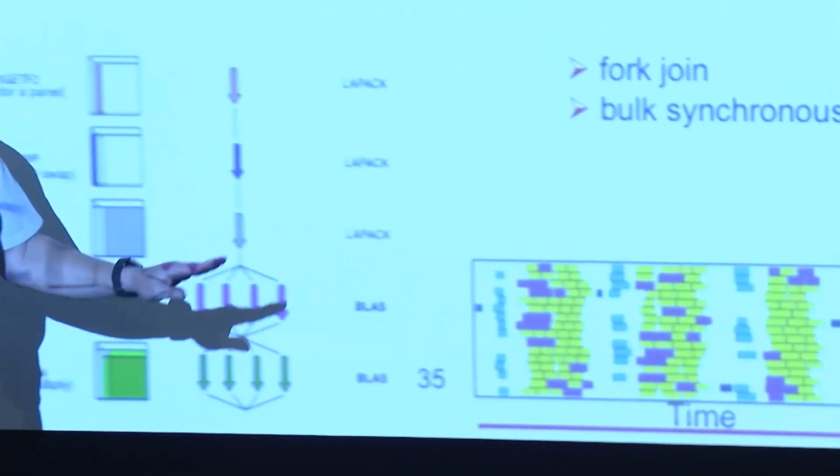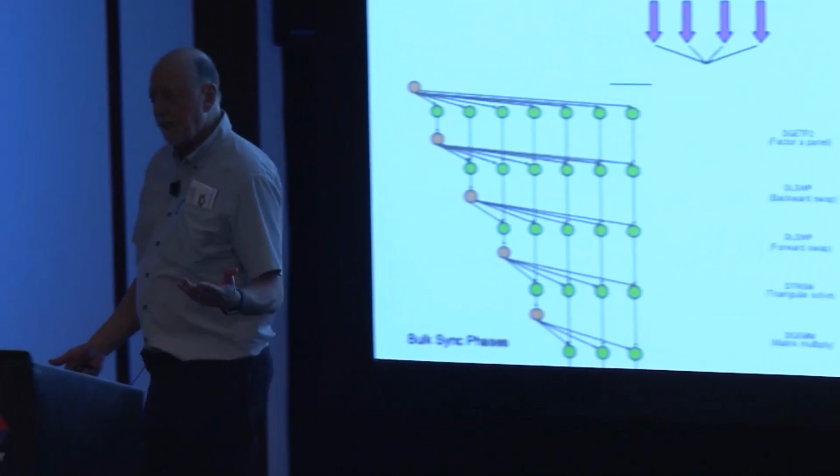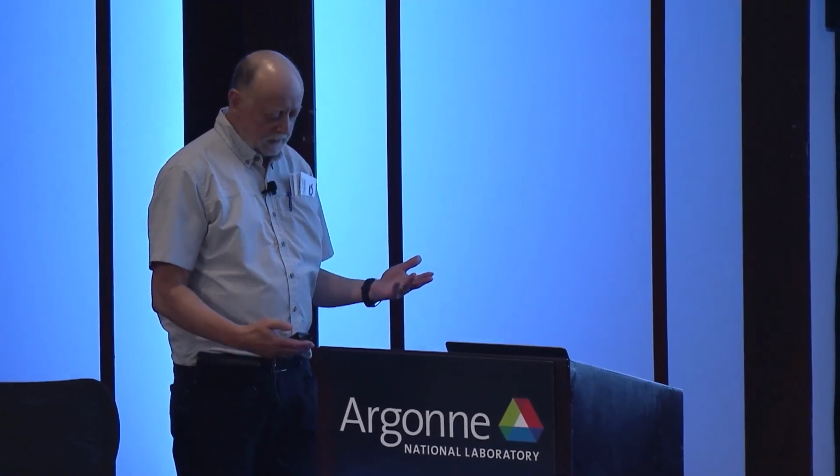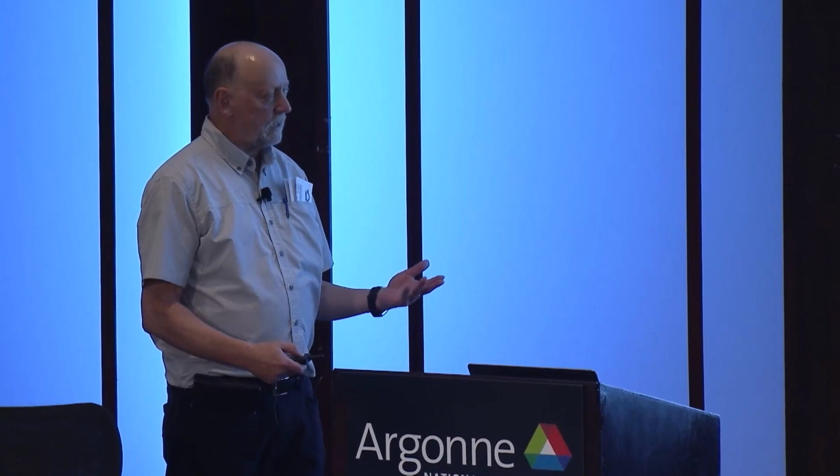So I got a lot of white space. White space is idle. Those guys are not productive. So you can see from that we're not going to be running at peak performance because of the fork-join, because of the bulk synchronous processing.